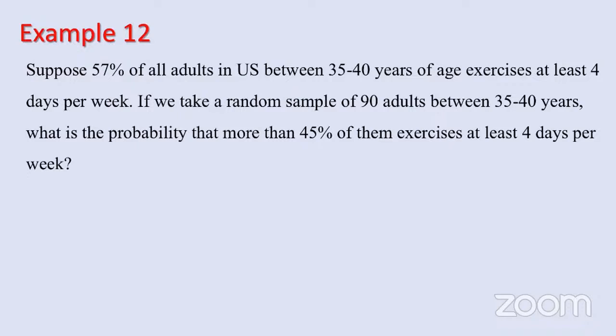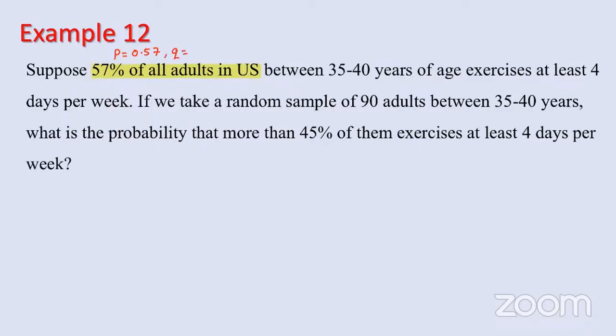So here you can clearly see that the question is talking about percentage, right? Whenever we are talking about percentage, you know that we are talking about proportion. So this is a question based on the sampling distribution of proportion. They have given the information about the population: 57% of all adults exercise at least 4 times. So P is equal to 0.57, right? Now, can you tell me, if P is 0.57, what is Q equal to?